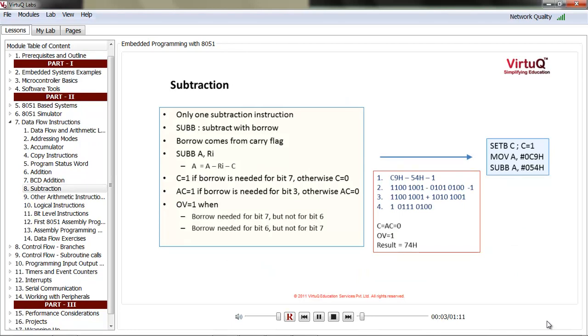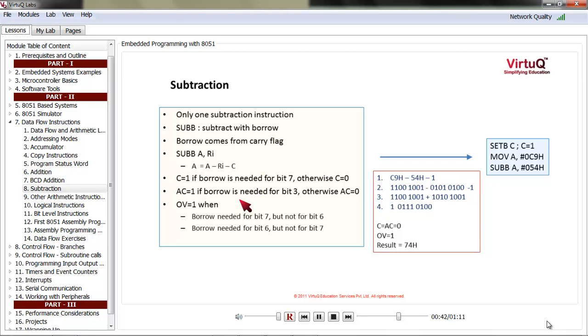8051 has only one subtraction instruction, subtract with borrow, and its mnemonic is SUBB. In this case, the borrow comes from the carry flag. Suppose we have the instruction SUBB A, R2, and that would be equivalent to A = A - R2 - C. Setting of flags is similar to the addition instruction. The carry flag becomes 1 if a borrow is needed for bit 7, otherwise carry is 0. Auxiliary carry is 1 if a borrow is needed for bit 3, otherwise AC is 0.